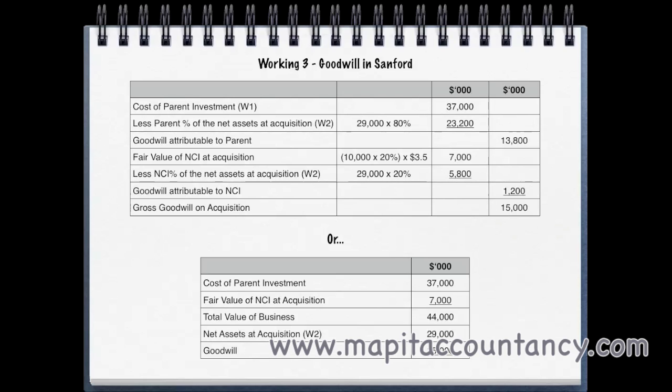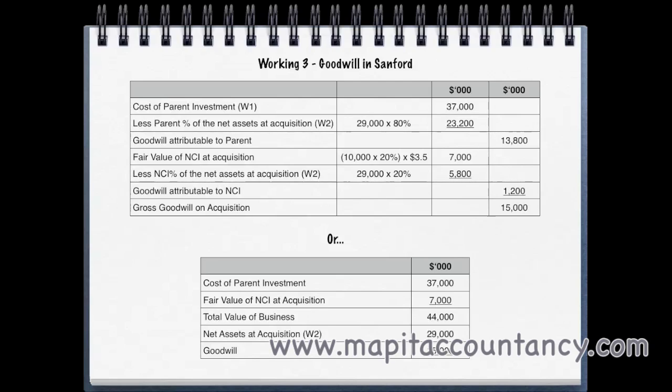However, if you were asked for proportionate goodwill, you cannot get it using that working. The way to calculate your proportionate goodwill is to use the first three lines of our top working, the cost of investment less the parent's percentage of net assets, to give the goodwill. So that's why you need to know both. Now, if you just know the first one, you'll get away and be able to do almost every question. If you know the second one, well, if the answer asks for proportionate goodwill, you won't be able to do it. So do be aware that there are two methods to calculate goodwill.